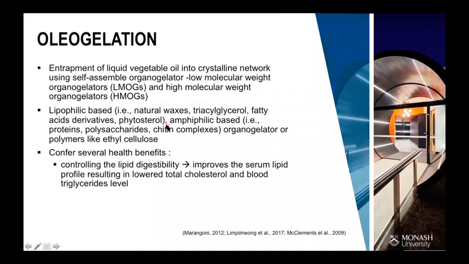So basically, this organogelator will create a three-dimensional network that can trap liquid oil. So it will then turn your liquid oil into a semi-solid oil. So it can be used to replace saturated hard stock for various types of application.